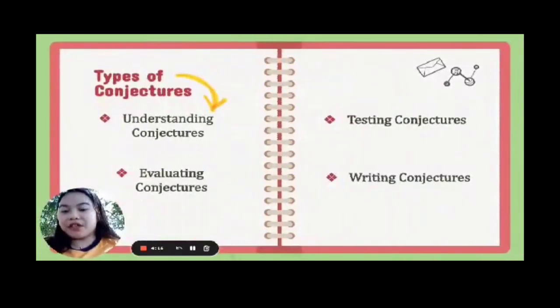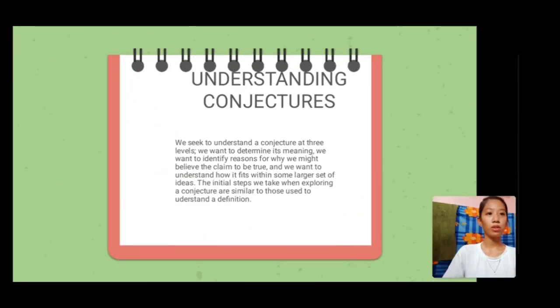So there are four types of conjectures. These are understanding conjectures, evaluating conjectures, testing conjectures, and writing conjectures. So let's proceed to understanding conjectures. We seek to understand a conjecture at three levels. We want to determine its meaning. We want to identify reasons for why we might believe the claim to be true. And we want to understand how it fits within some larger set of ideas.